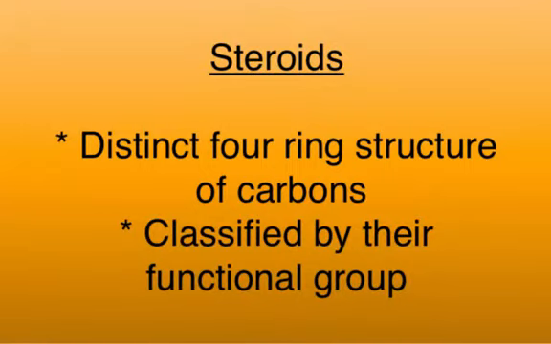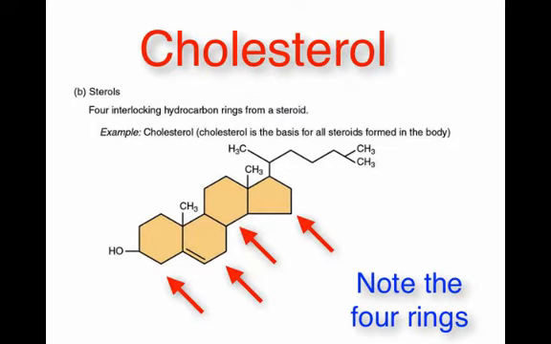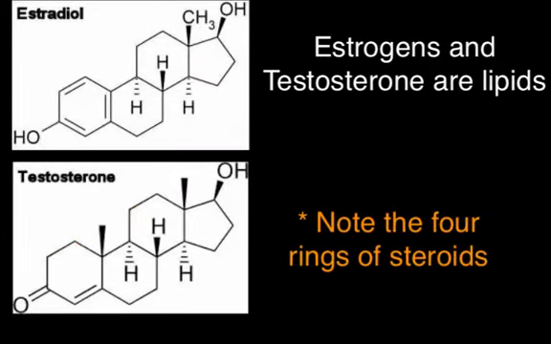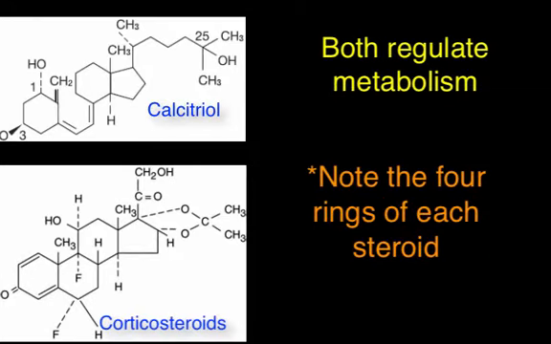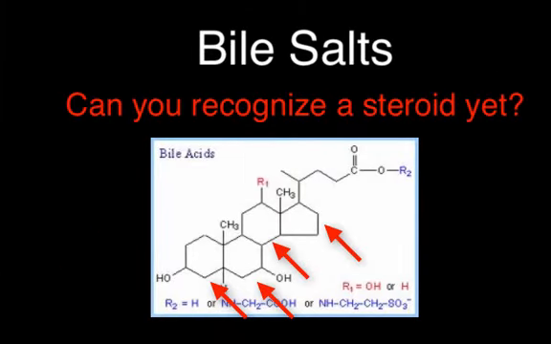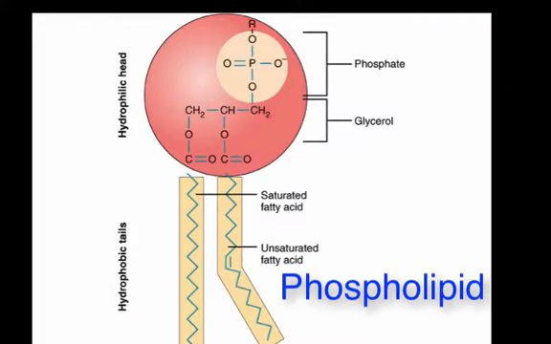Steroids are lipids that contain 4 rings of carbon and hydrogen. Steroids are classified by the functional groups that are attached to the four rings. One type of steroid, called cholesterol, is a component of the cell membrane. Other types of steroids are the estrogens and testosterone that are the sex hormones. Corticosteroids and calcitriol are other types of steroids that regulate metabolism. And finally, bile salts are derived from steroids and help to break down digested fats.